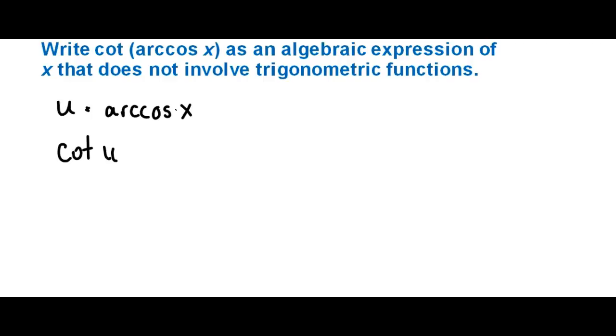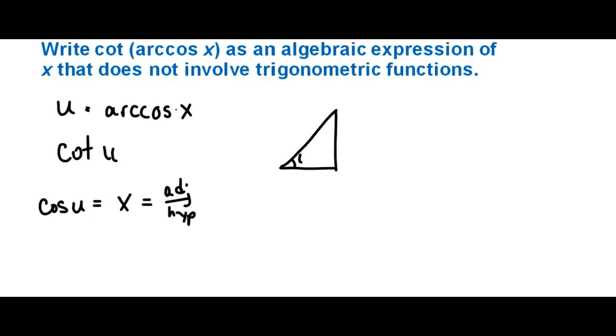So what I can do is undo this by taking the cosine of each side. So the cosine of u is going to be equal to x. Remember that cosine is also equal to adjacent over hypotenuse for a triangle. So if we make a triangle here, my adjacent side is going to be x, and my hypotenuse, since cosine of u is technically x over 1, we can make that 1. Now the only thing we don't know that's not in terms of x is the opposite side.